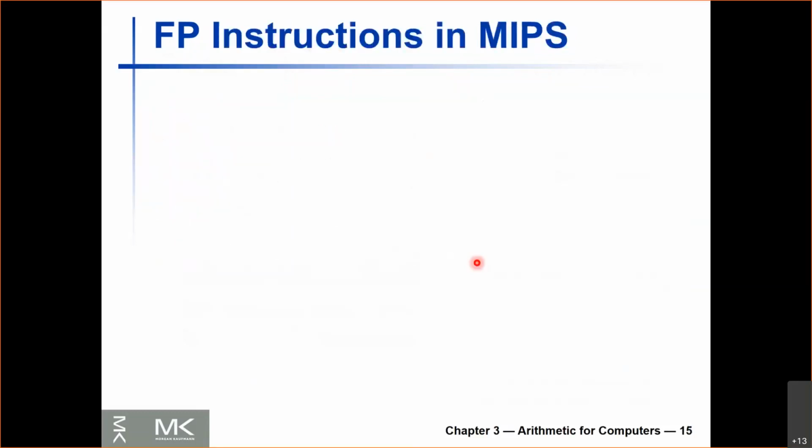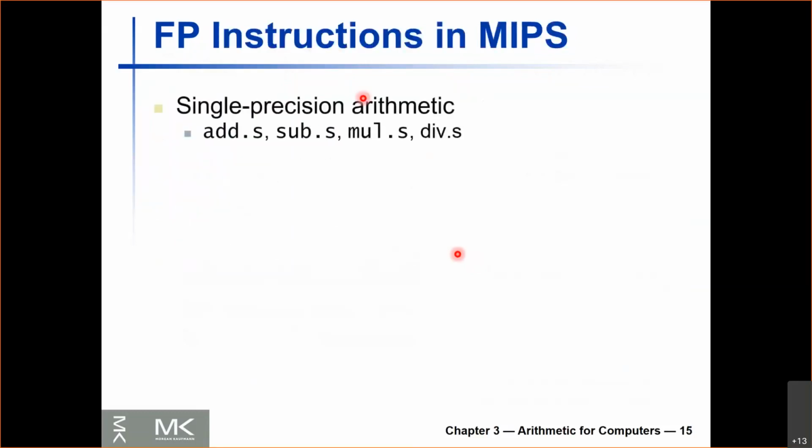So the floating point instructions in MIPS are as follows. We have single precision arithmetic. add.s means do a single precision add. sub.s is a single precision subtraction. mul.s is a single precision multiplication. div.s is a single precision division. So for example, we can do add.s f0, f1, f6, and what this means is that f0 is equal to f1 plus f6, where f0, f1, and f6 are all single precision values.